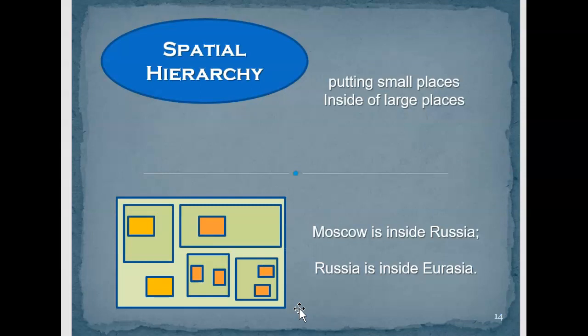Spatial hierarchy. This is when we put small places inside of large places. So here we have Moscow, a city inside the country of Russia, and then we have Russia, the country, inside the continent of Eurasia, or Asia more specifically.